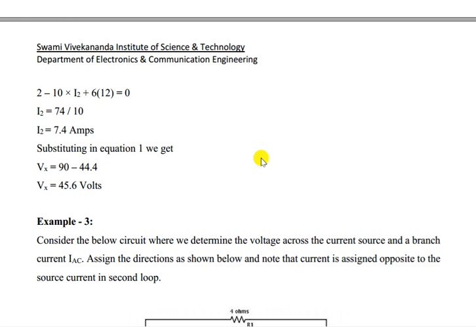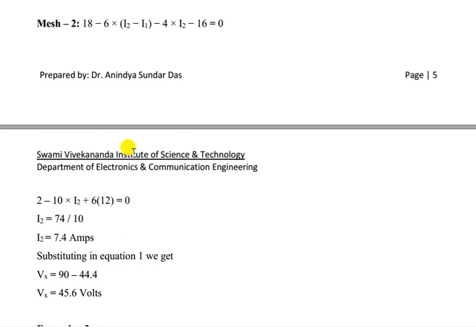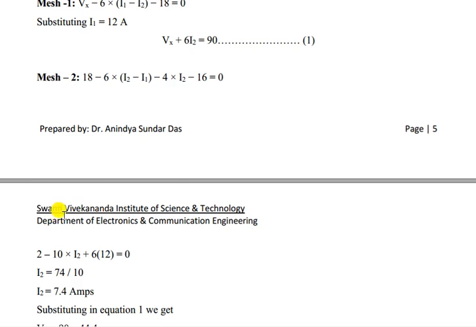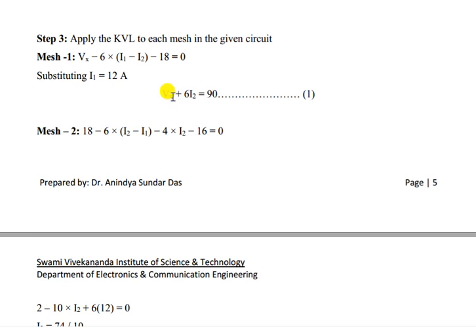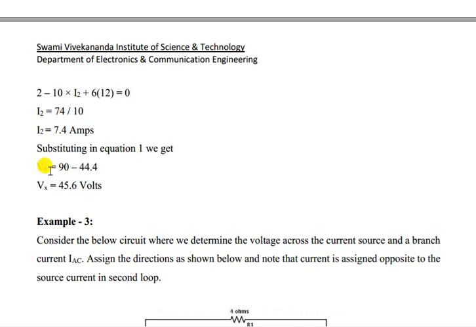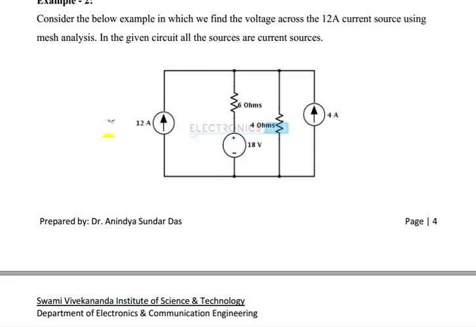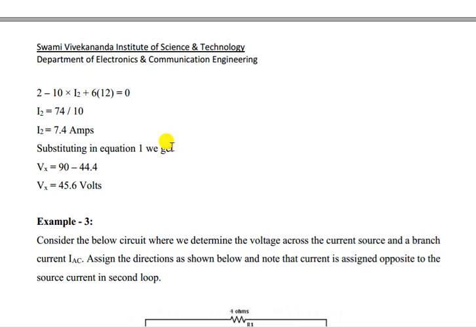Now what we got? We got another equation from this. If I1 is known, we can get the value of I2. If we got I2, we can put it here and we can find out Vx. So we got the value of Vx, that is the voltage drop across the 12 ampere current source.